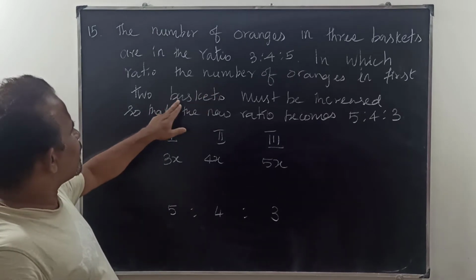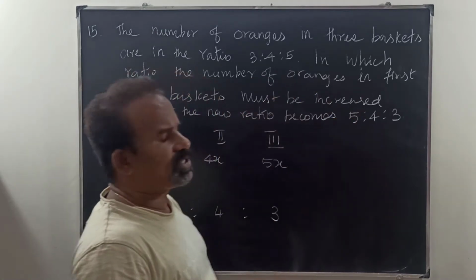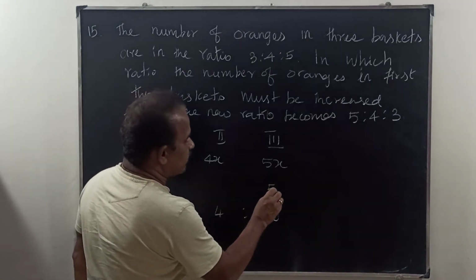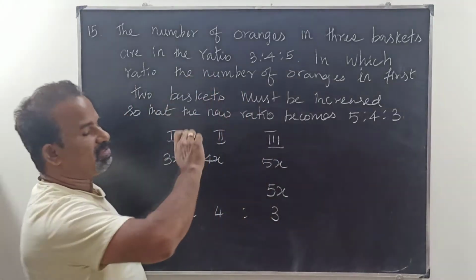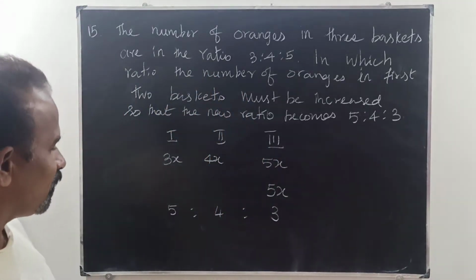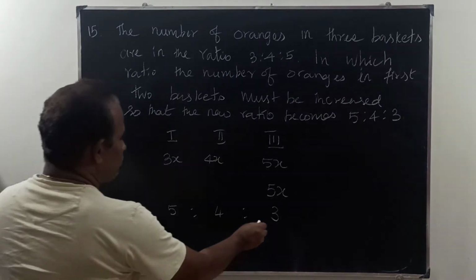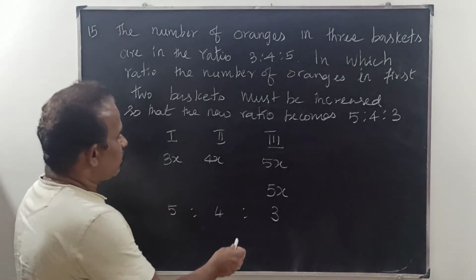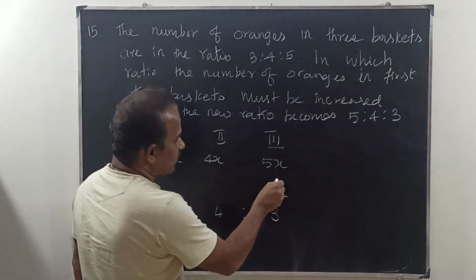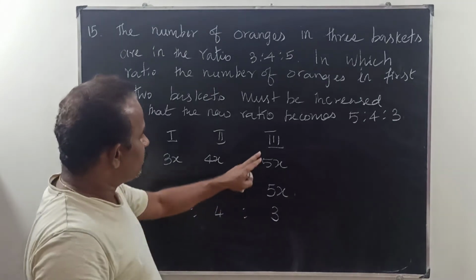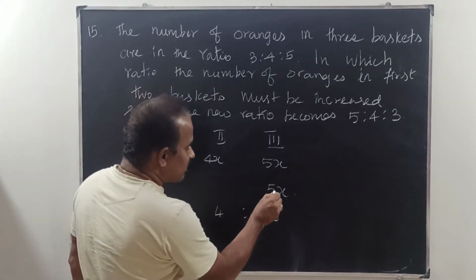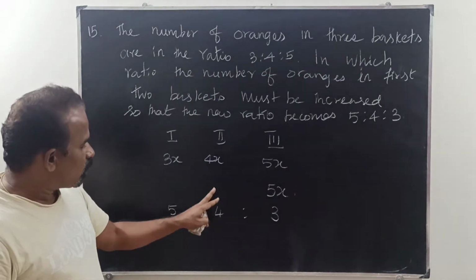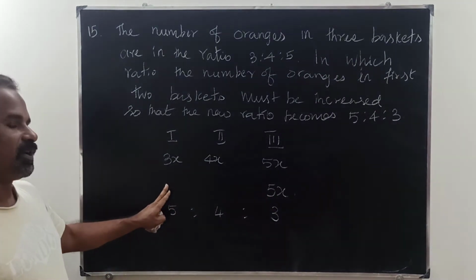So only in the 2 baskets the oranges increased. Up to the third basket there will be no increase. Again it is 5x only. Now we have to calculate. In 5:4:3, the oranges in the third basket are 5x. 5x is nothing but 3 part. So therefore we have to calculate 4 part and 5 part.